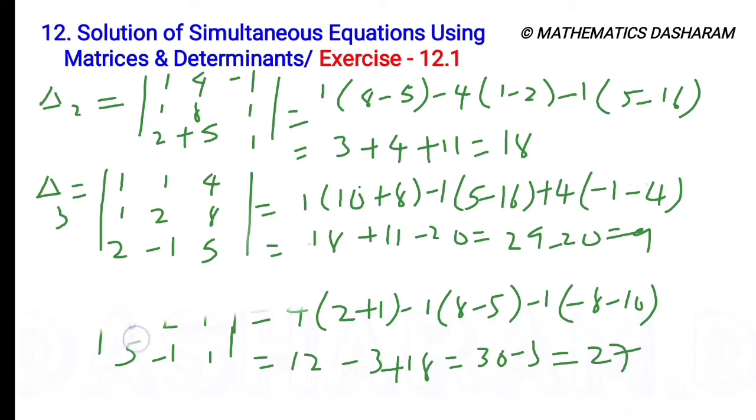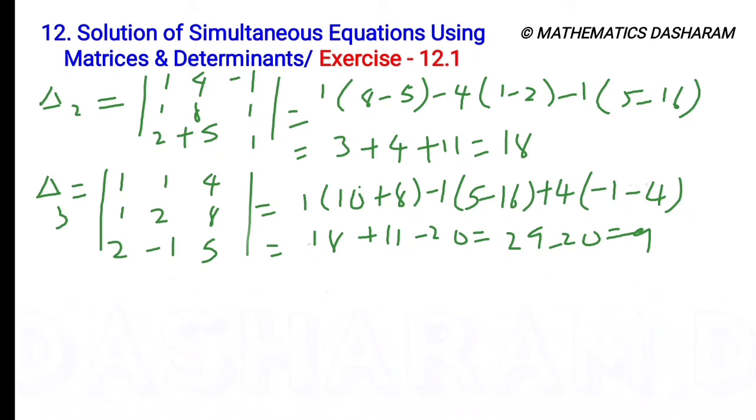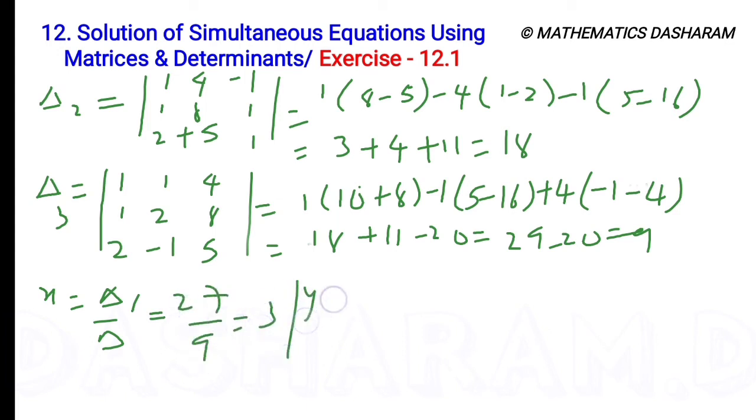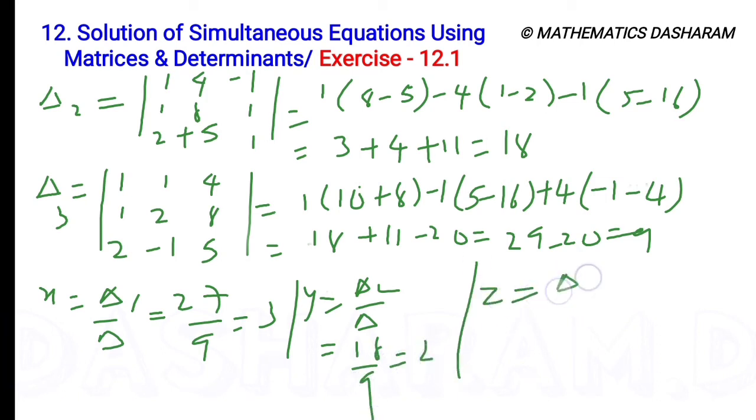So let's find the required answer. X equals delta 1 divided by delta, equals 27 divided by 9, which is 3. Next, y equals delta 2 divided by delta, equals 18 by 9, which is 2. Z equals delta 3 divided by delta, so 9 divided by 9 equals 1. So 3, 2, 1 is our required answer.